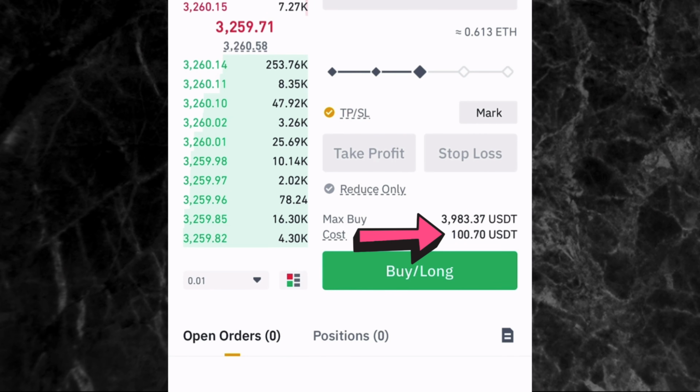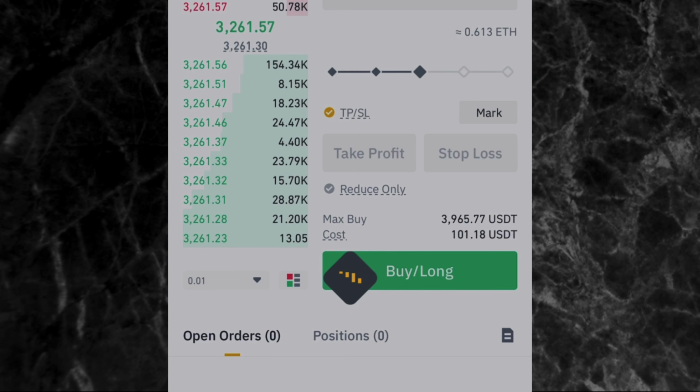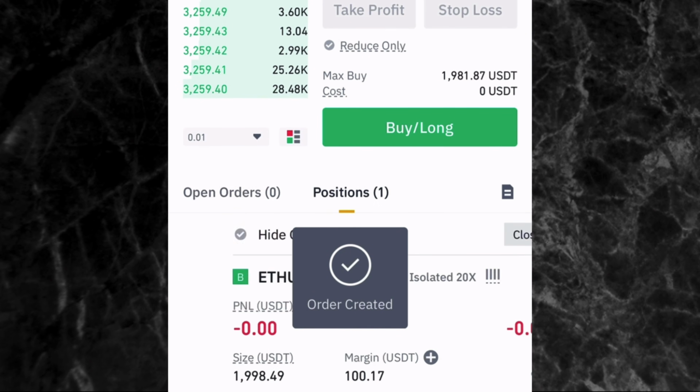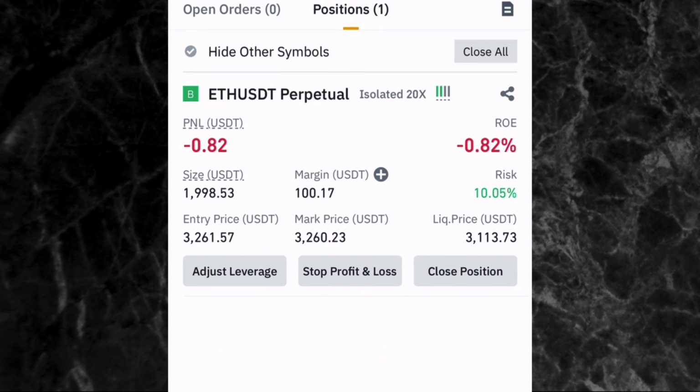And then once you come down here, you see the cost is $100. So you're entering this trade with $100. And then once you tap on buy or long, the trade will be open. So once you tap on position, you will see your trade under position. You can see it right here under position.